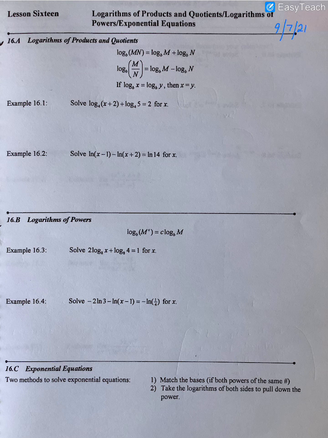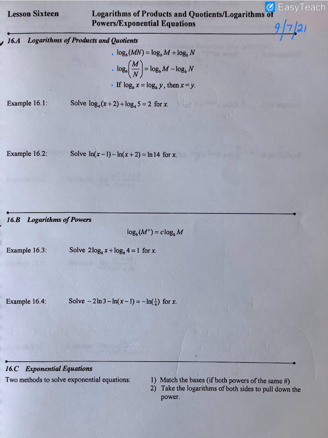So up here in section A, we have logs of products and quotients. If you remember, the product rule says if you have the log of two pieces being multiplied, it can be rewritten as two individual logs being added. Similar rule with division. If you have the log of two factors being divided, it can be rewritten as two separate logs being subtracted.